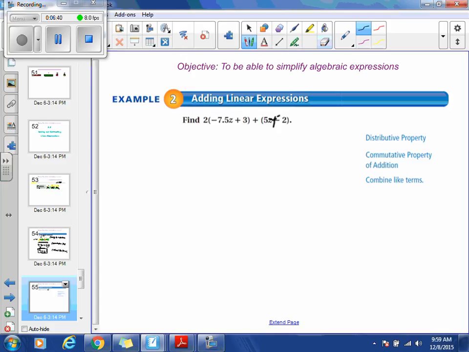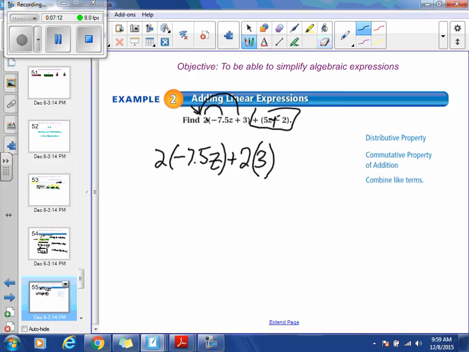Then the bigger problem is that over here I have multiplying. Remember, a number next to parentheses means multiply. So we're taking 2 times everything in that group. We're going to distribute it. So 2 times that, 2 times the second term as well. So I'm going to write that. I have 2 times -7.5z. And I also have 2 times the second term, which is 3. This stuff over here is not being multiplied by 2. All right? So there I'm going to say plus 5z. I'm going to drop those parentheses because we don't need them, plus -2. So that was the distributive property.